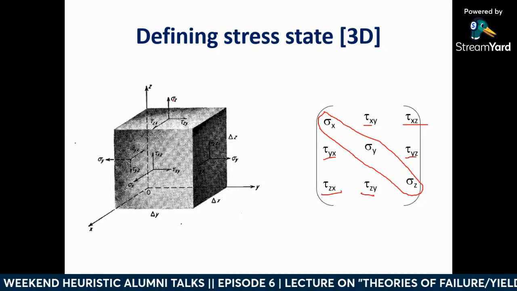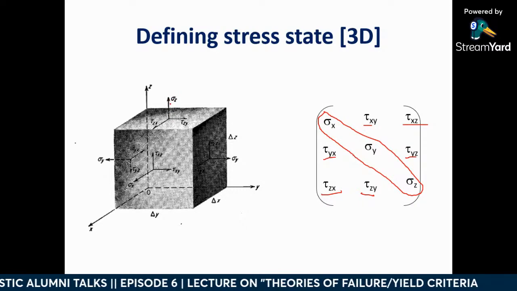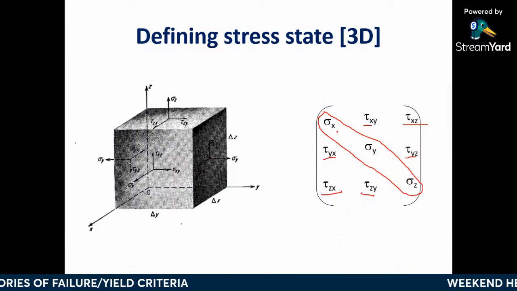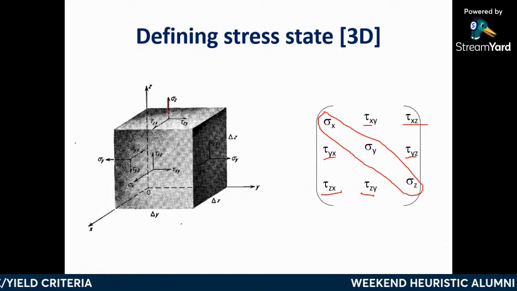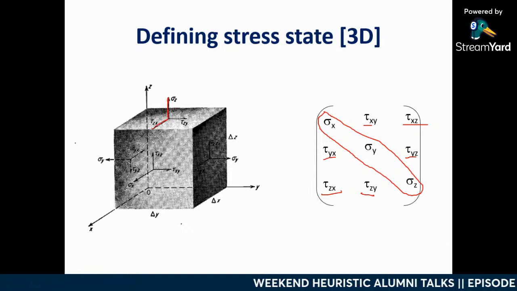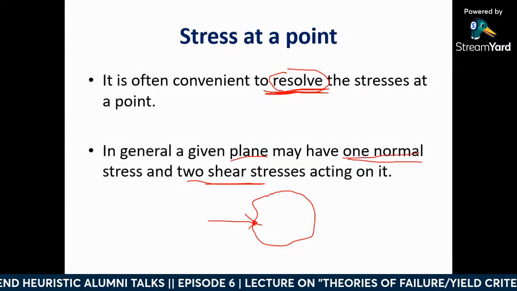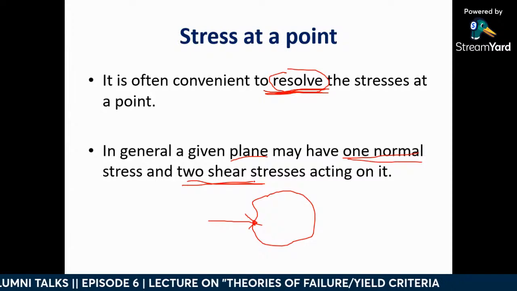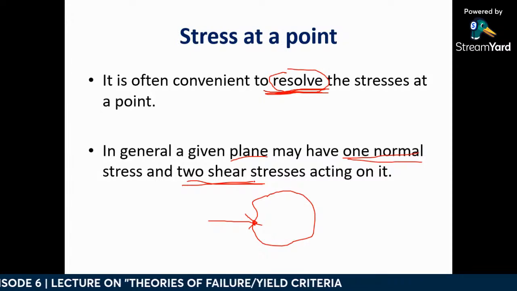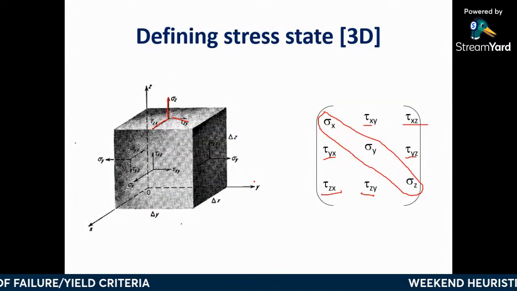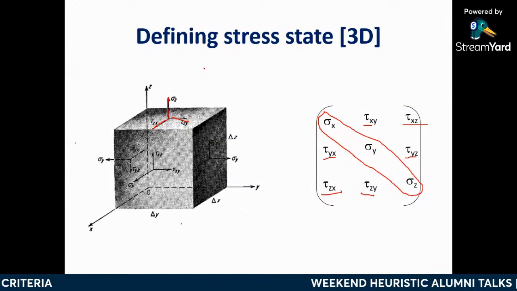In the earlier case, you got one normal and one shear on a particular plane. When it comes to the 3-dimension case, you got one normal and 2 shear components. So that is what we have seen. In general, a plane can have one normal stress and 2 shear stresses. Is this clear? So what is the meaning of defining stress state?